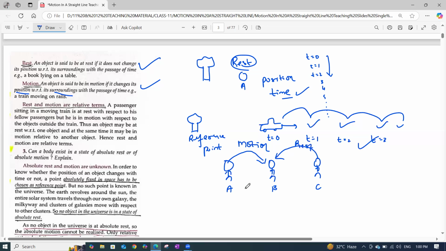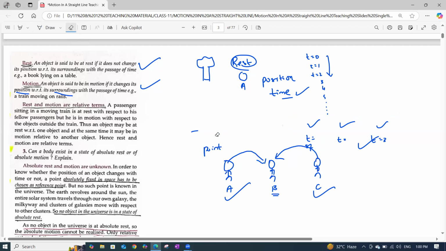So how is it possible? At the same time, for one observer, he will be in motion. For another observer, observer C, this person B will be at rest. How is that possible? So one example, let us see. Consider person B and C both are traveling in a bus or in a car. Here we have a car where person B and person C both are traveling in a car.